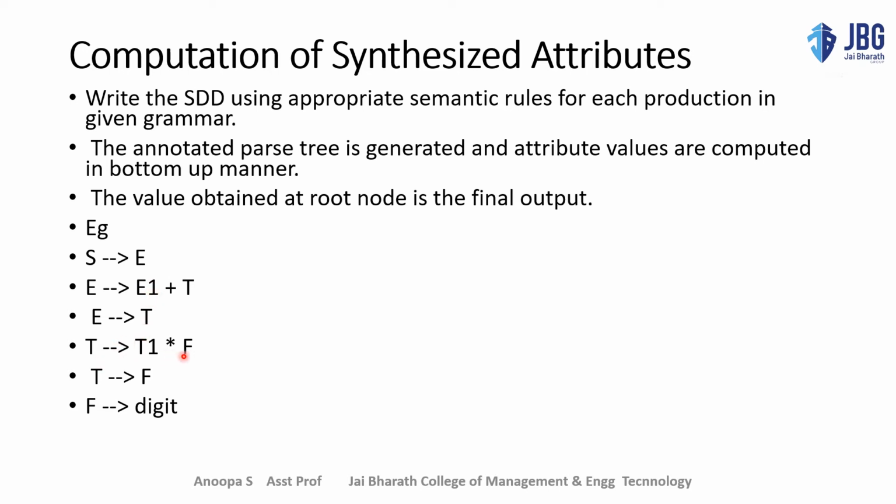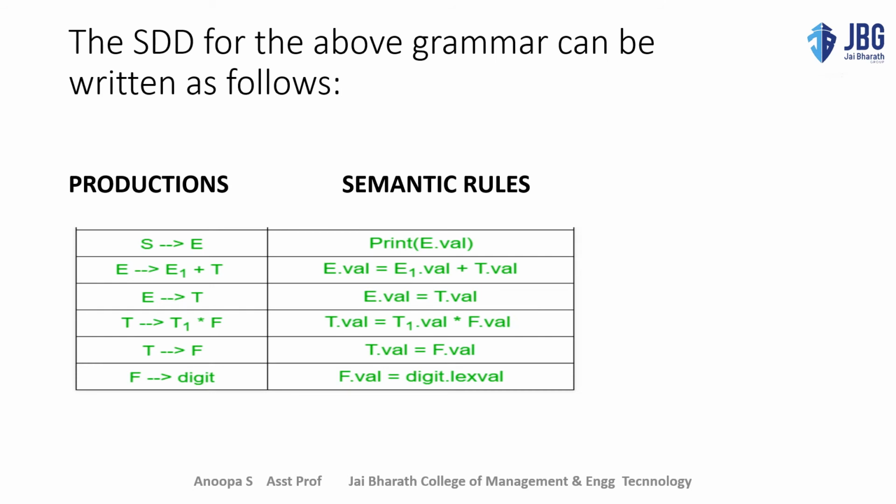Here also you can see. If the LHS has a non-terminal that also appears in the RHS, then you have to give it 1, 2, etc. in order to understand which one is the head. These are the semantic rules.